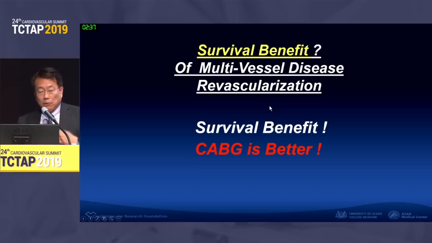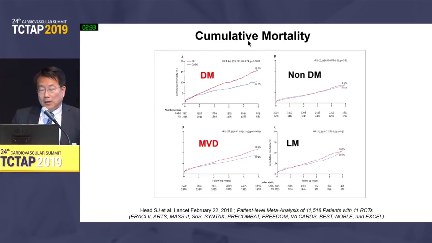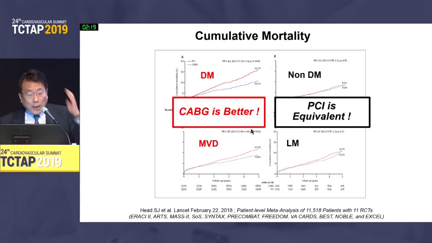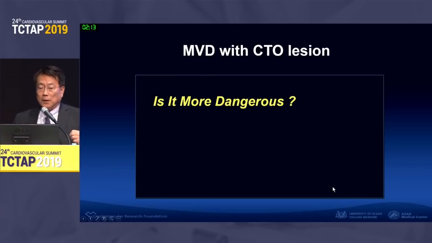However, bypass surgery is better than PCI for survival benefit. In recent years we have had a lot of patient-level meta-analyses comparing PCI versus surgery. PCI is good in non-left-main and non-diabetic patients. In diabetic patients with multi-vessel disease, bypass surgery is absolutely better. We've discussed that a lot. Multi-vessel disease with a CTO is more dangerous, I think.